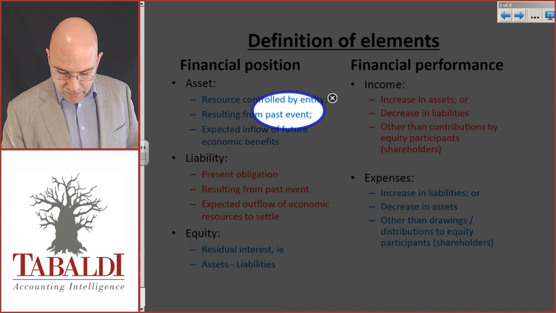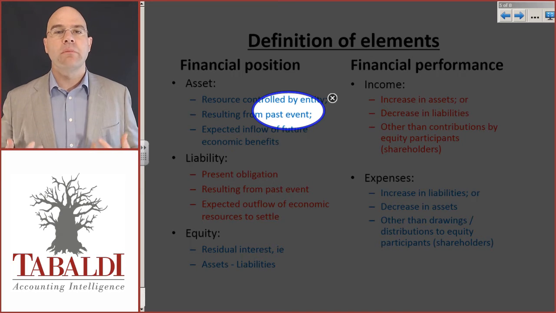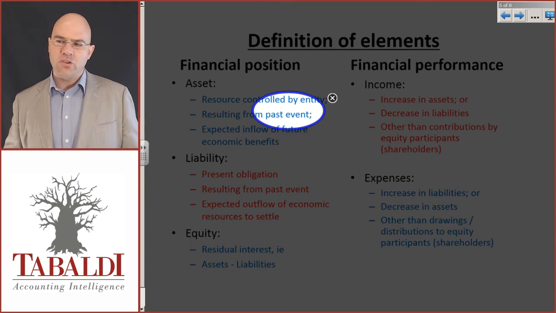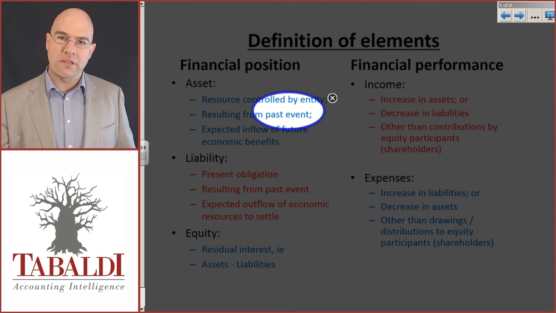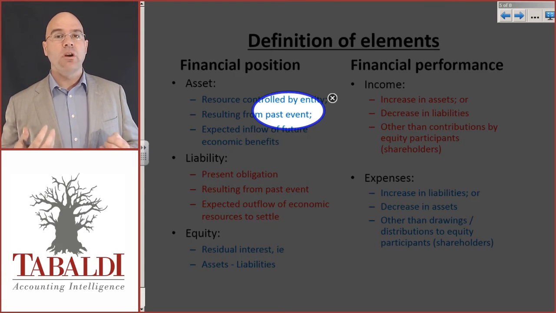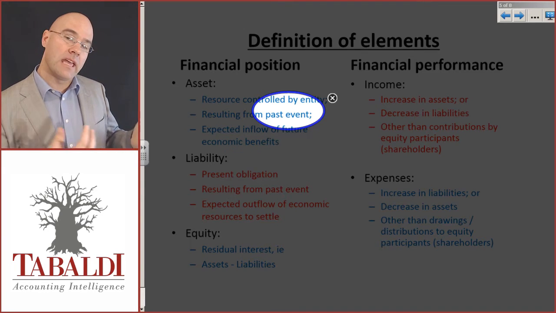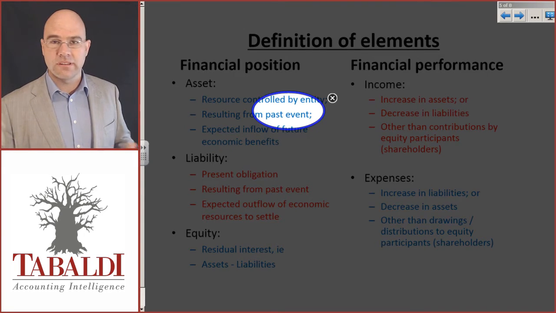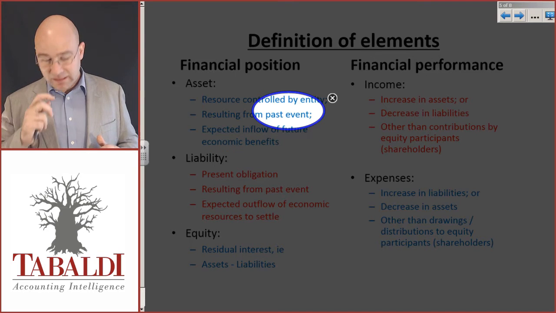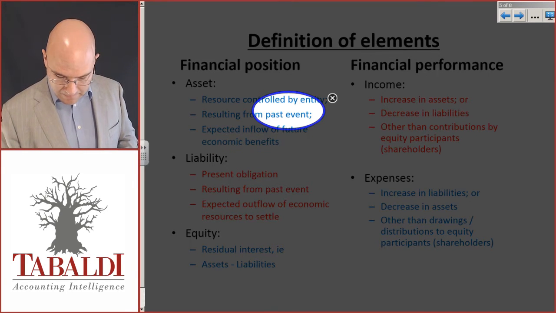The next thing that's very important is that the resource must have arisen because of a past event. Usually it's a contract or some type of agreement that gives rise to that past event, but it can't be, I'm going to sign a contract in the future to manufacture a train for Transnet and therefore receive money. That's a future contract. It hasn't happened yet, so I can't recognize it as an asset.